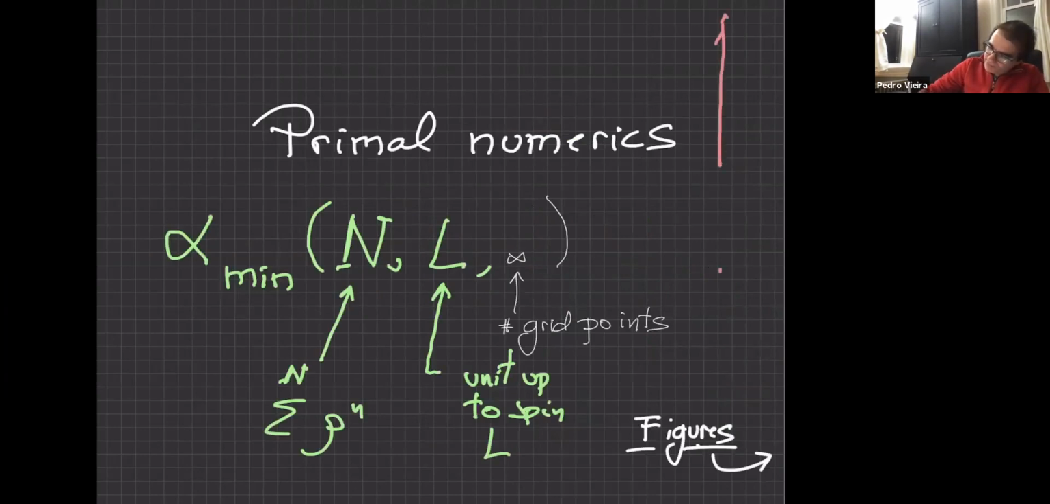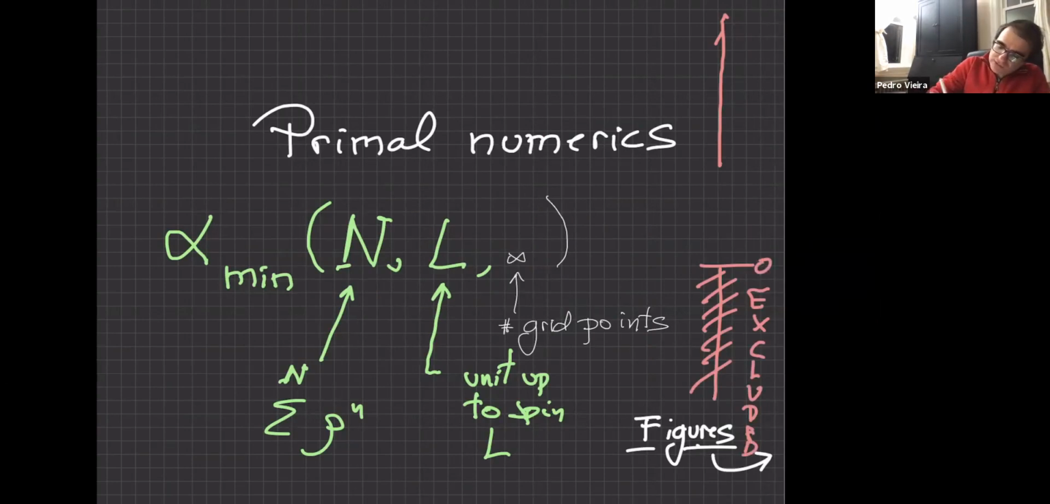Okay. And so what we exclude right now is alpha negative. So this part here is excluded, right? So this is excluded. This is 0. And now what we are going to see is what is included by the primal, right?